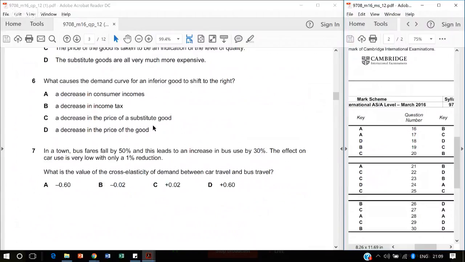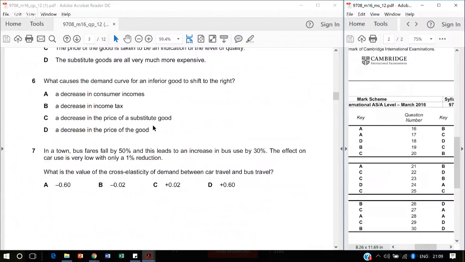So let's start with D. A decrease in the price of the good would be an extension. It wouldn't be a shift in the demand curve because it's about price. A decrease in the price for substitute goods, let's think. If the price for a substitute good decreases, then that would cause demand for this inferior good to decrease as well because its substitutes are now cheaper, so people are going to buy them instead.